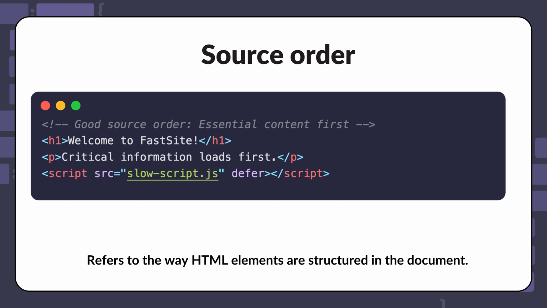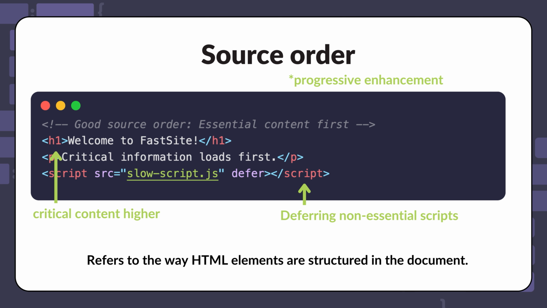Some best practices for this include placing critical content such as headings, navigation, or main text higher in the HTML structure, deferring non-essential scripts such as ones for analytics or third-party widgets so they don't block rendering, using progressive enhancement to ensure the core experience works even before styles and scripts load.